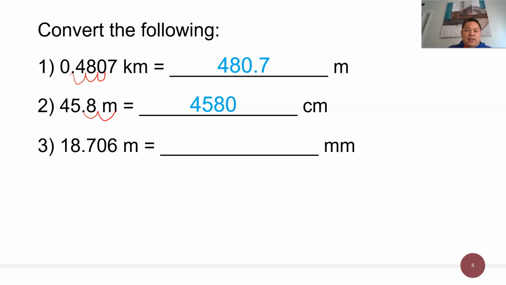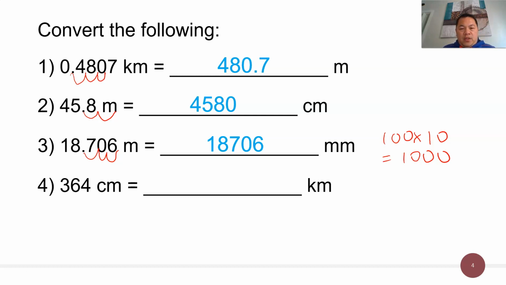Next, from meters to mm. First and foremost, we got to know that from meters to cm is 100, and then from cm to mm is another 10. So in total, we have to multiply by 1000. 1000 has how many zeros? There are 3 zeros, so we move 3 times. That's how we get the answer.